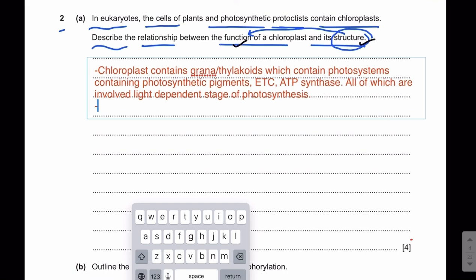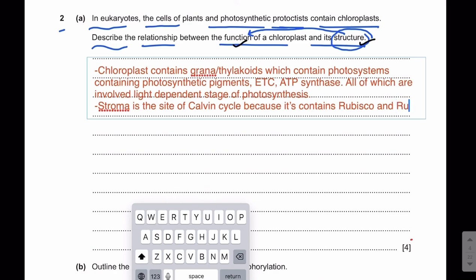Second point is that we can write that stroma is the site of Calvin cycle, which is the light independent stage of photosynthesis, because it contains necessary enzymes and compounds, because it contains Rubisco, which is the enzyme required for Calvin cycle, and it also contains RuBP, right, which is required for Calvin cycle because Calvin cycle starts from RuBP.